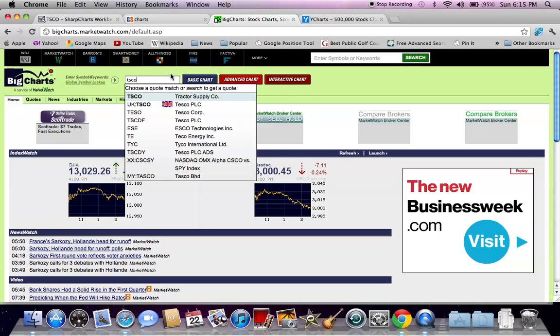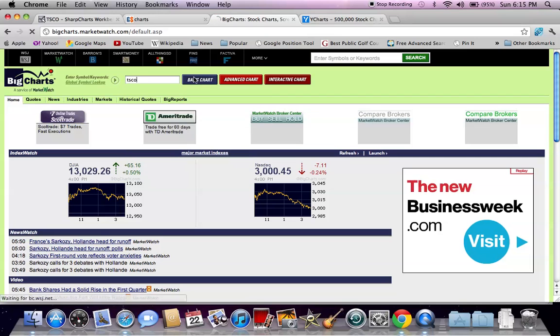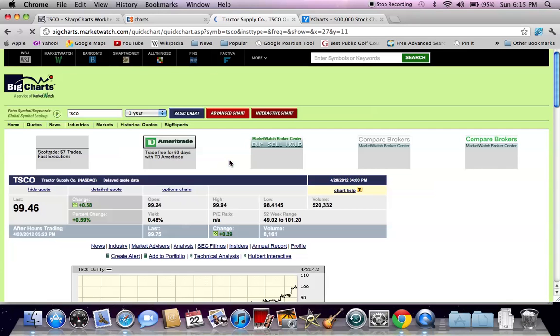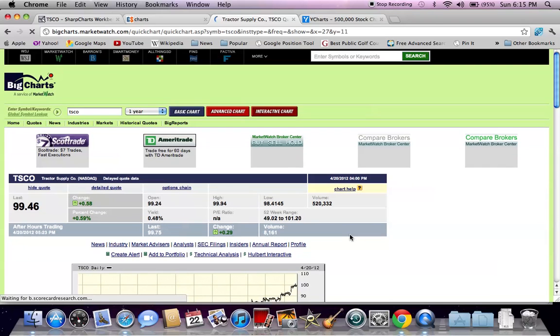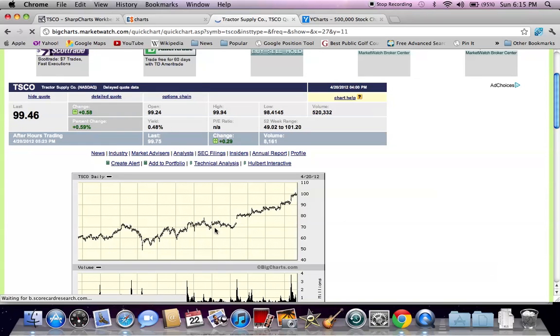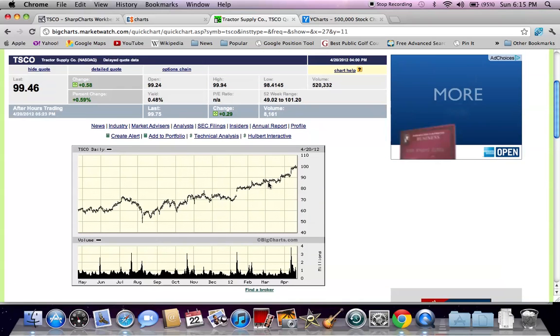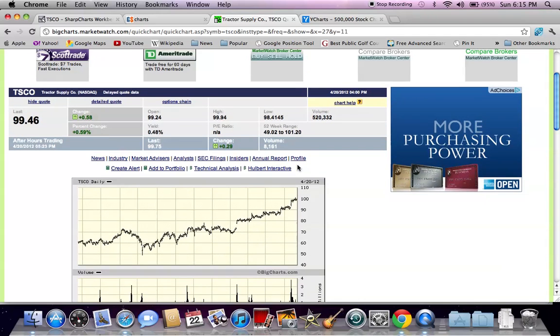Interestingly, on this website, you have a basic chart, advanced chart, and an interactive chart. I always use the basic chart, and the generics will pop up here. Unfortunately, you've got to put in your own moving averages. This is as basic as it comes. I don't like this as far as understanding where stocks could go. As you can see, there's nothing on this chart but the price.